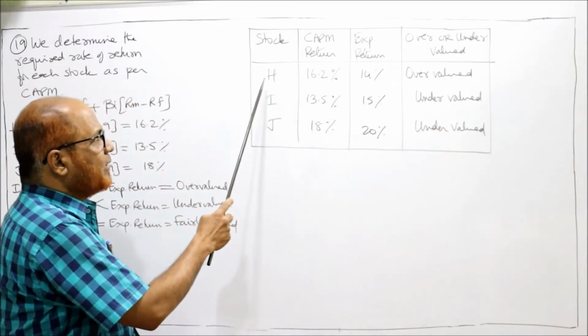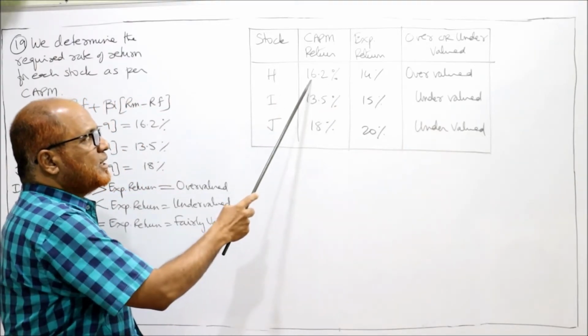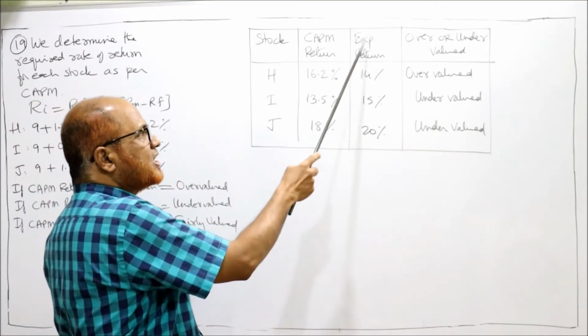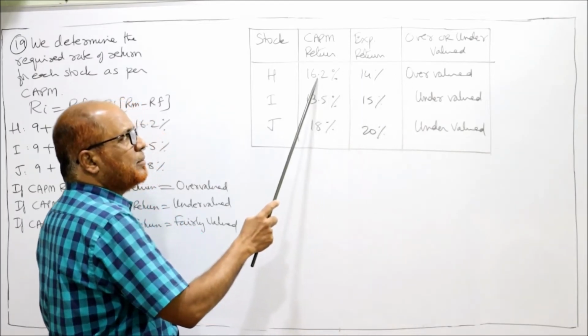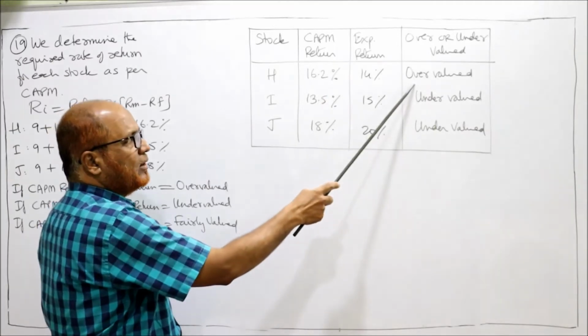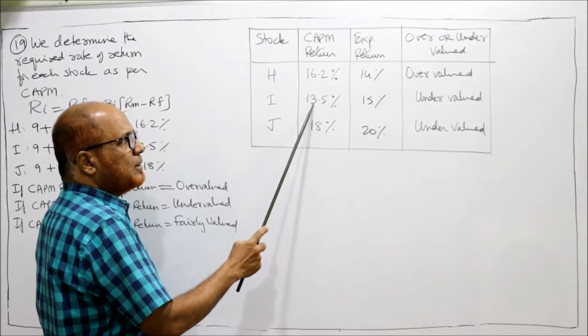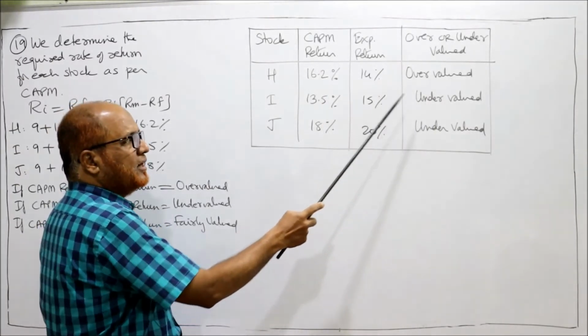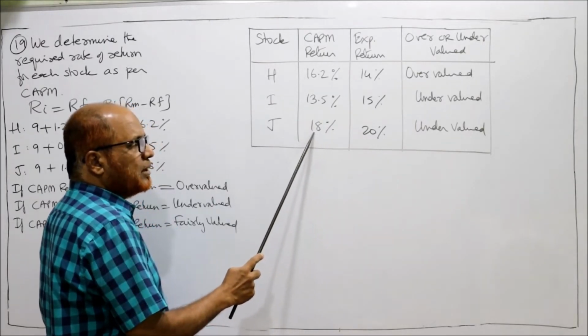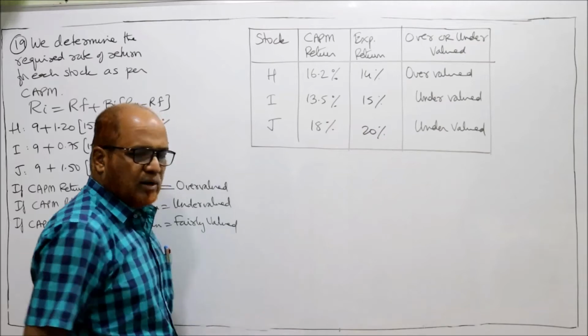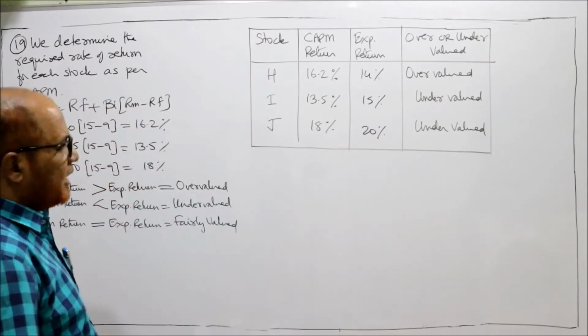In the present problem, HIJ, 16.2 is the CAPM return, expected return 14%. So it is overvalued because CAPM return is more than expected return. Here 13.5 CAPM return, 15% expected return, it is undervalued because CAPM return is less. Here also CAPM return is less, so it is undervalued. This is problem number 19.